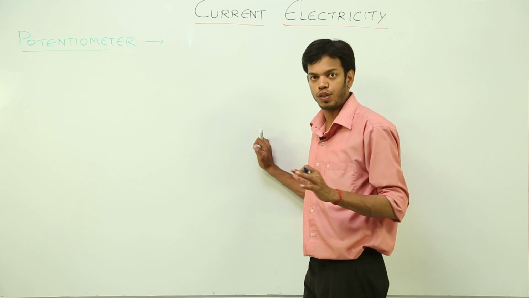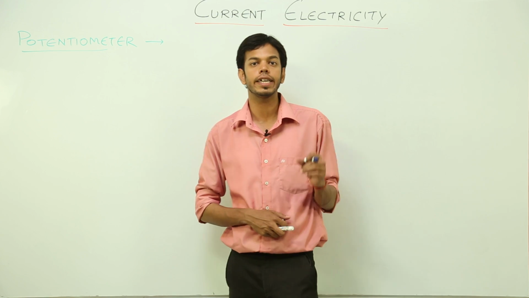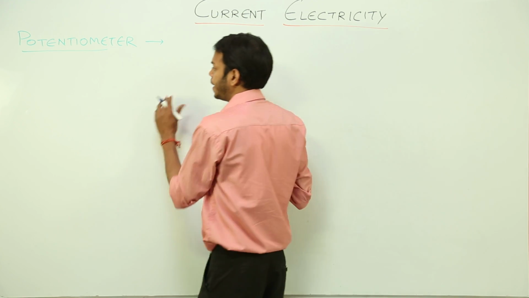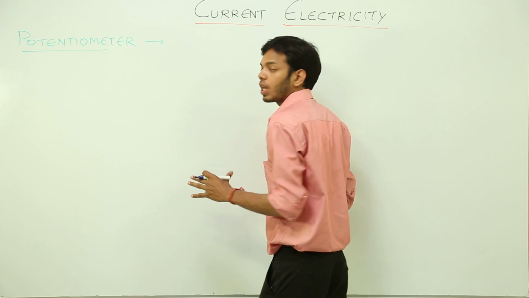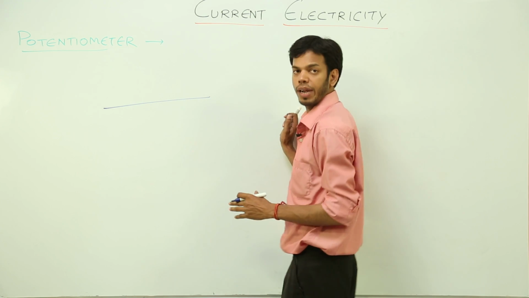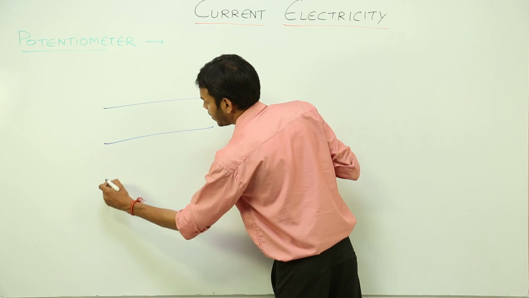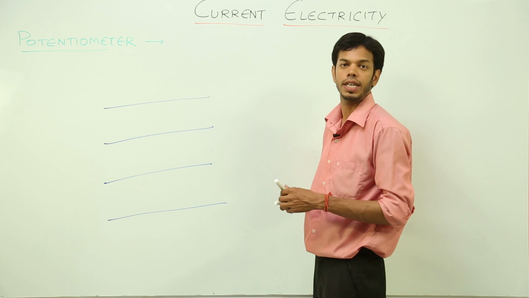Potentiometer is a device which is used to measure the potential difference across any 2 points in a circuit, or it is also used to measure the value of EMF. See, many students confuse this potentiometer with meter bridge. Meter bridge is basically an instrument which is used to measure the value of unknown resistance of any wire, and it usually consists of only one wire of 1 meter.